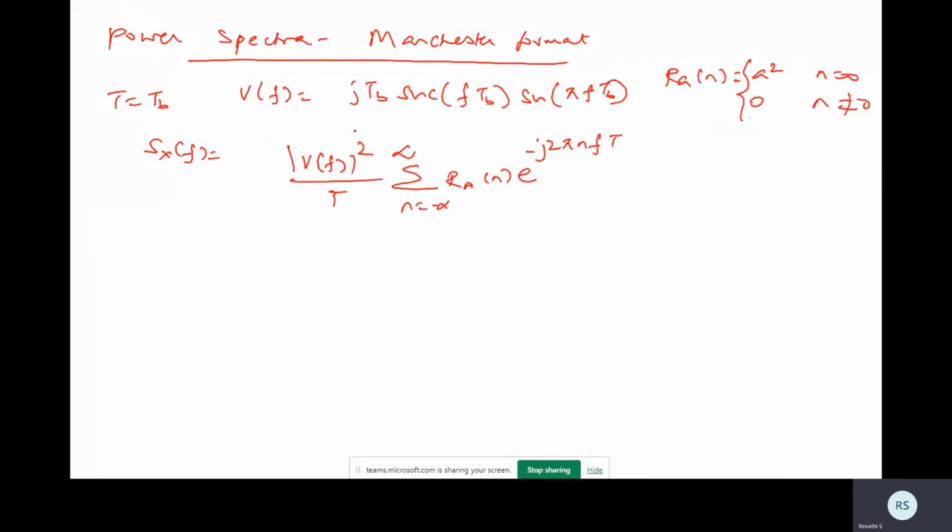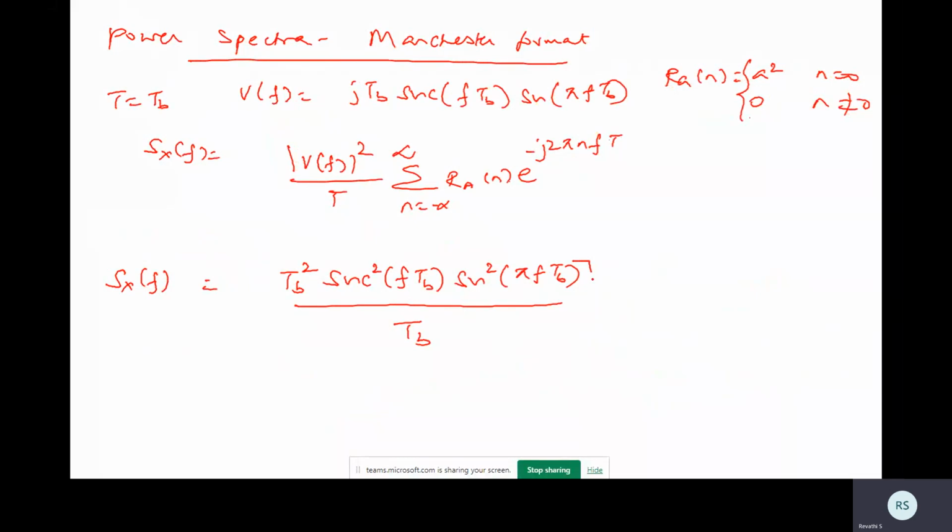As we are having modulus, this j will disappear, so only the positive component we will take, and here RA of n equal to 0 only we will take. So accordingly, Sx of f is nothing but in the numerator tb square sec square of ftb sine square of pi ftb, divided by in the denominator you have t equal to tb only, multiplied by this entire thing, multiplied by the summation factor, only RA of n equal to 0 you have, which is a square.